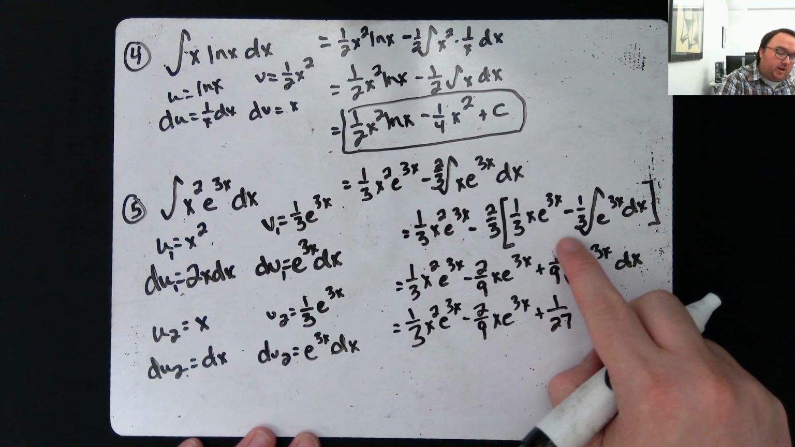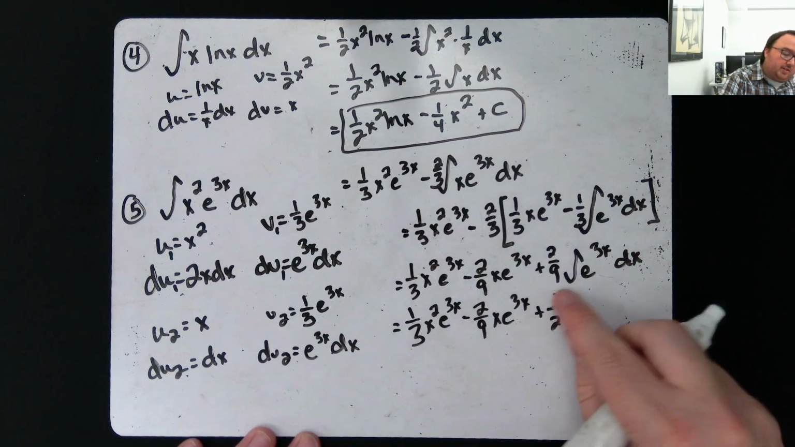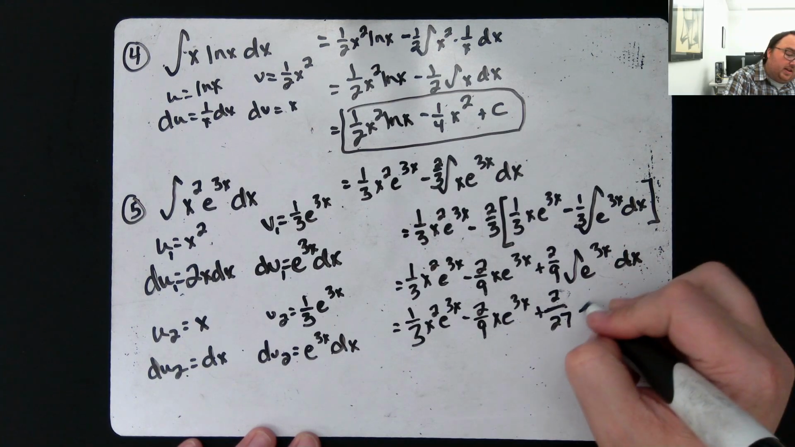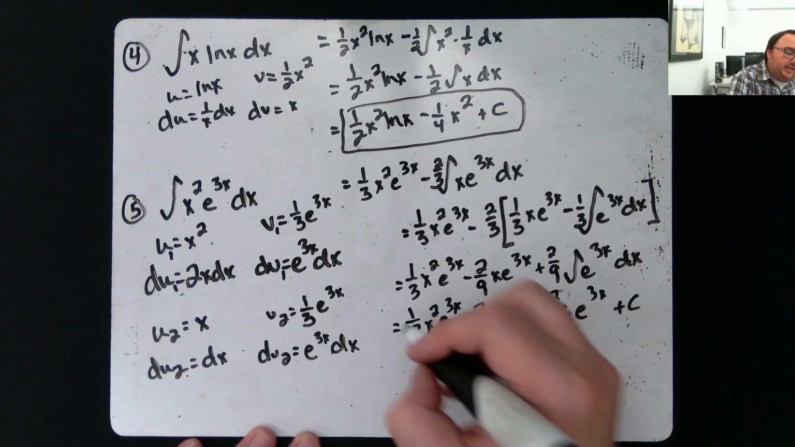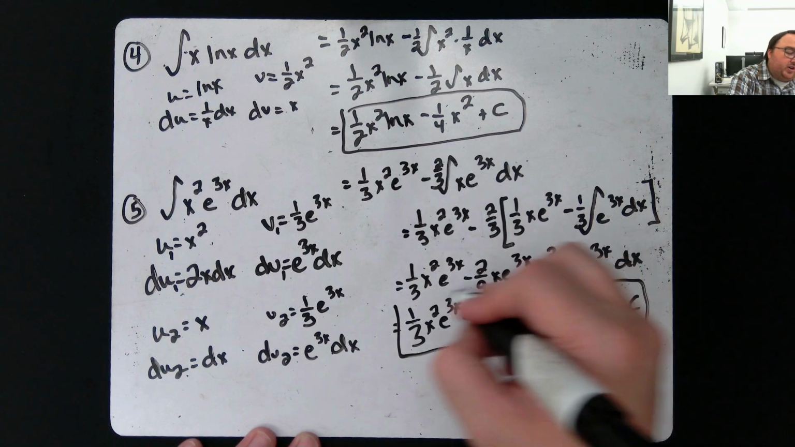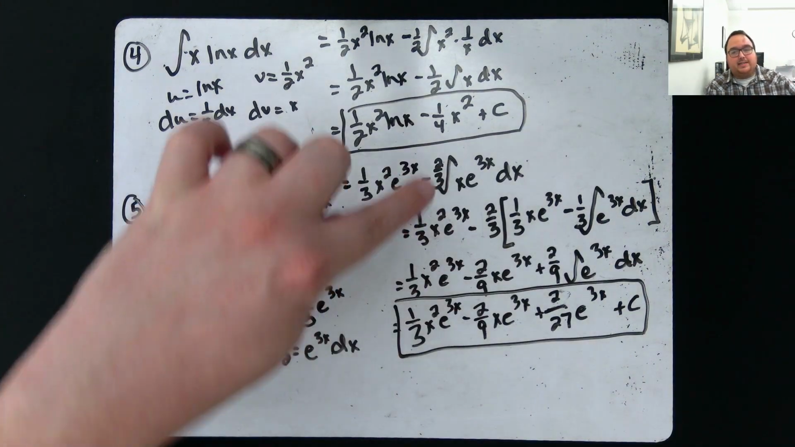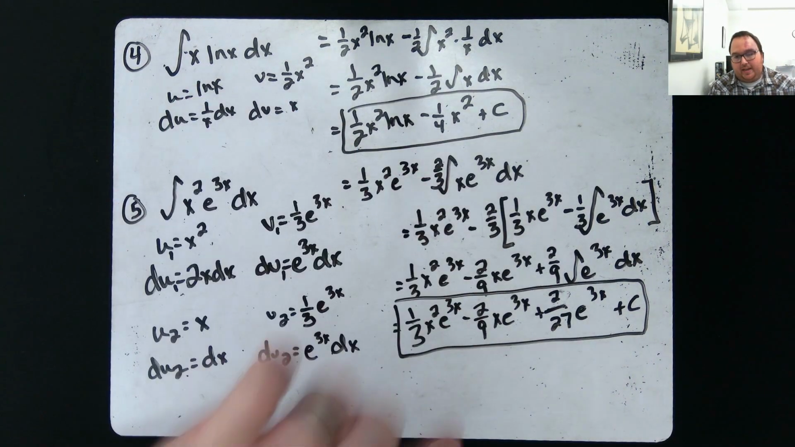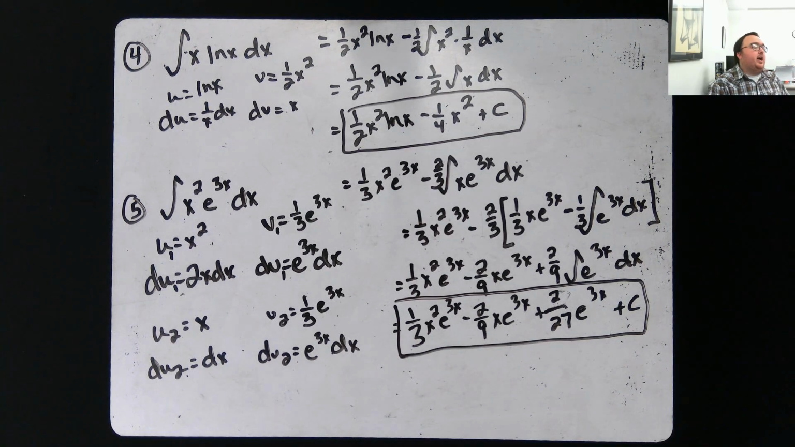Ooh, 2/3 should have been 2/9. So 2/27 e to the 3x plus c. So the only change here is that since whenever I do this once, I still have a product there, do it again. So there are going to be times where I've got to do this rule more than one time.